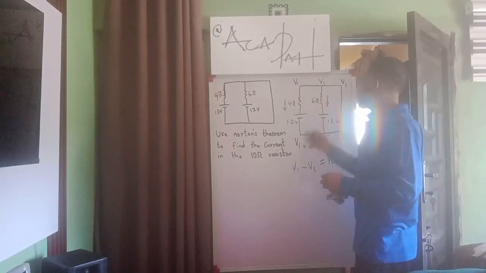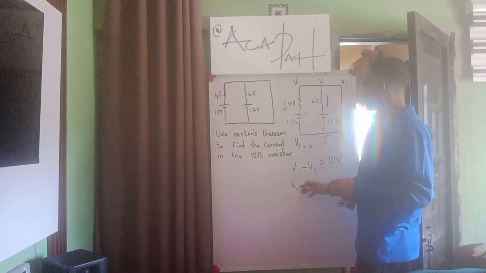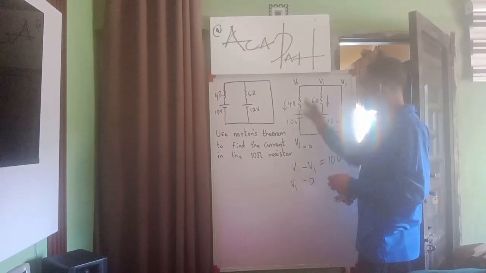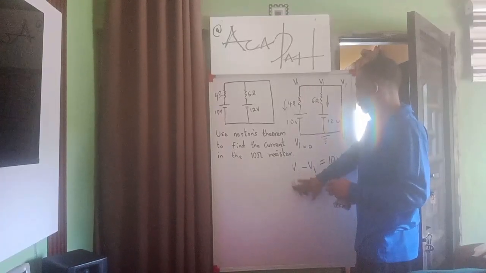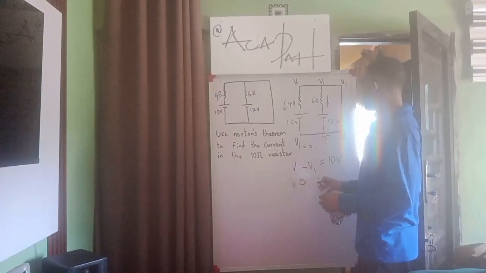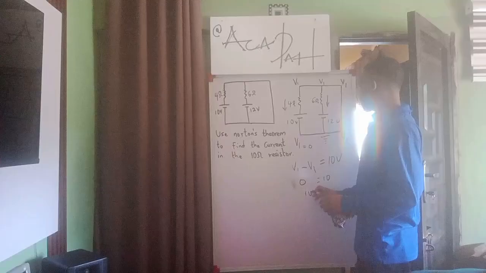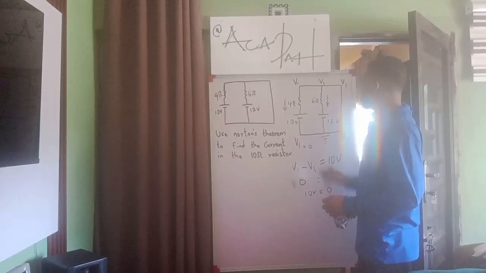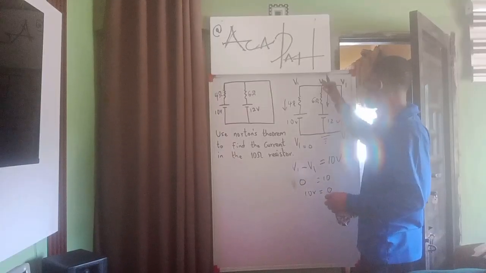So it simply means if I'm talking about V1 minus 0, and V1 is V1, it's the same thing as saying V1 minus V1, which is just going to give me 0, equals 10V. This is the same thing as saying 10V is equal to 0.